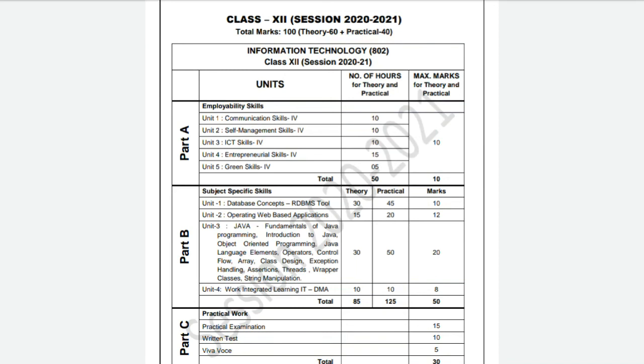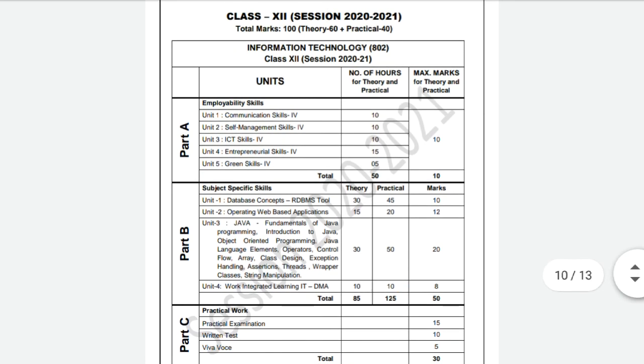Today in this video I'll be telling you the complete syllabus for the subject Information Technology, and the subject code is 802 for grade 12th. Here you can see the class 12th session 2020 to 2021, that is this year, the complete CBSE board examination of Information Technology, subject code 802 syllabus.